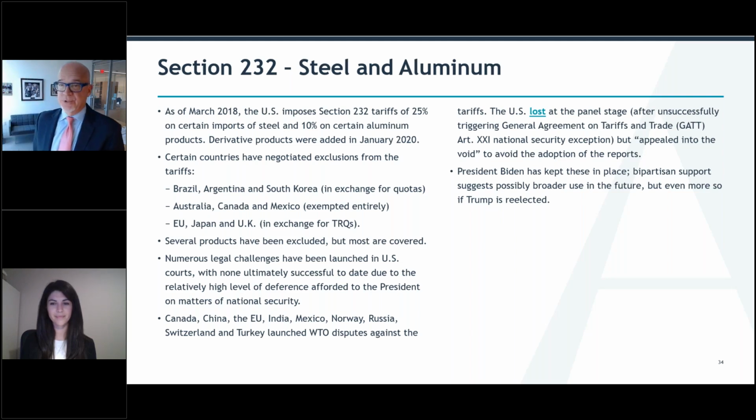Are countries able to trigger it just at their whim, or must they abide by a more specific definition of national security? Okay, let's go on to the next slide.